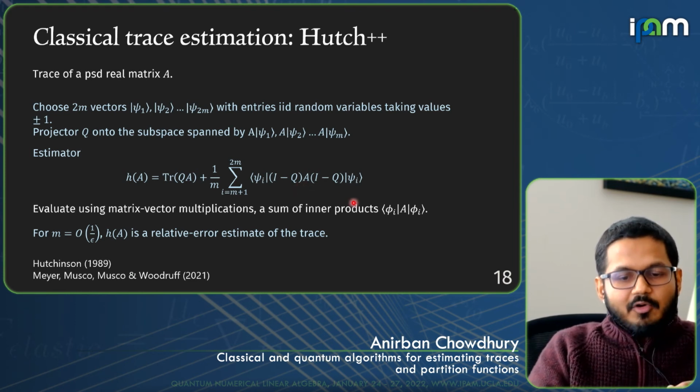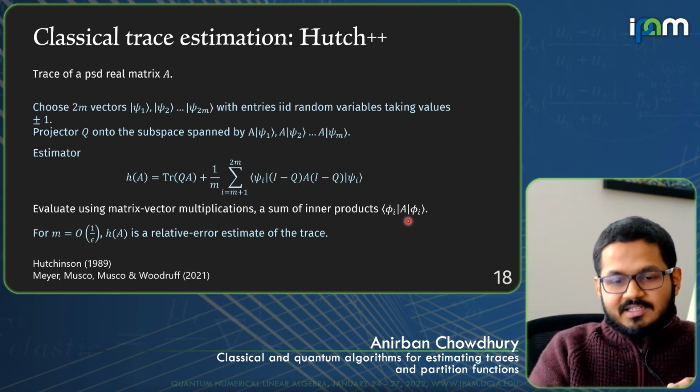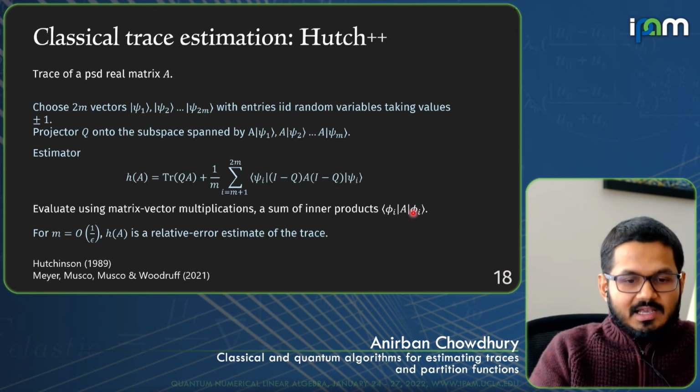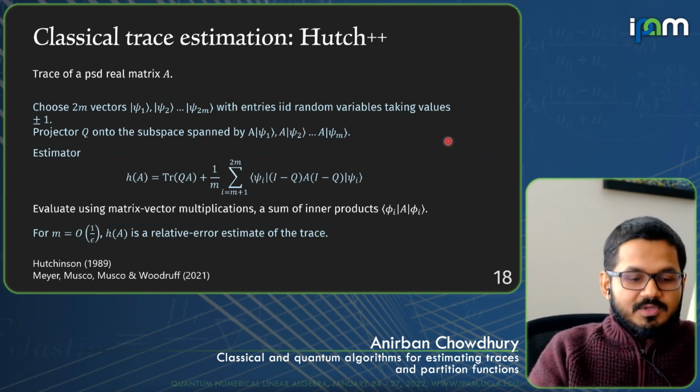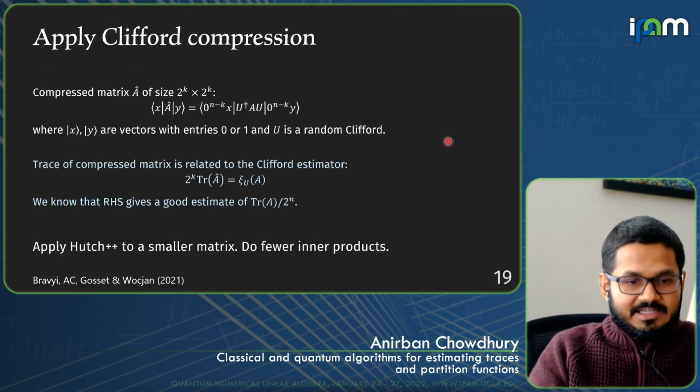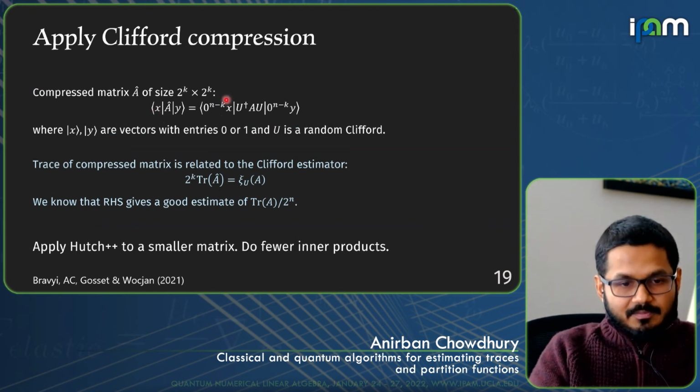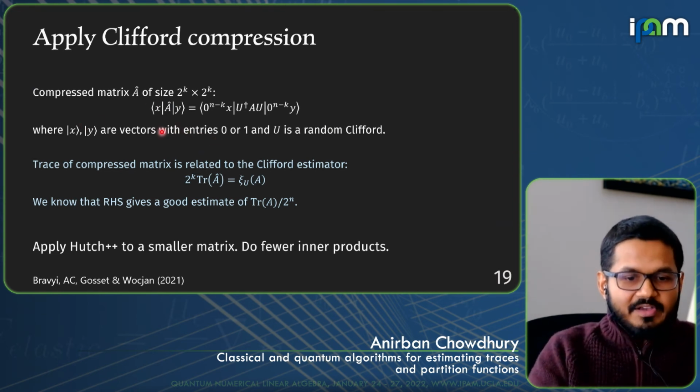And the key point we want to improve upon is that this involves evaluating a bunch of inner products. And what we effectively do is show that you can get away with evaluating fewer inner products by using the same Clifford compression idea. So we design a compressed matrix, A hat, of size 2 raised to k times 2 raised to k. And it's defined in the following fashion. So for an element of A hat, x, y, where x, y are vectors with entries 0 or 1, each of x and y are 2 raised to k sized vectors.